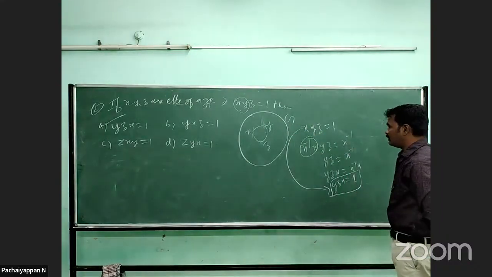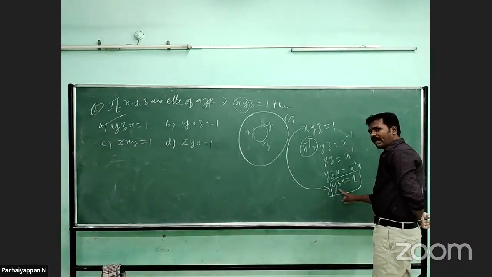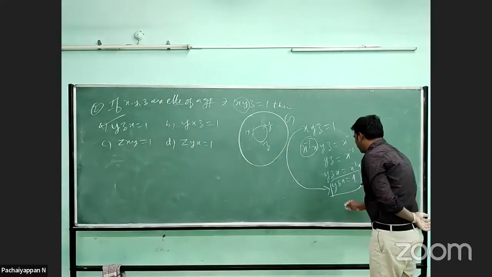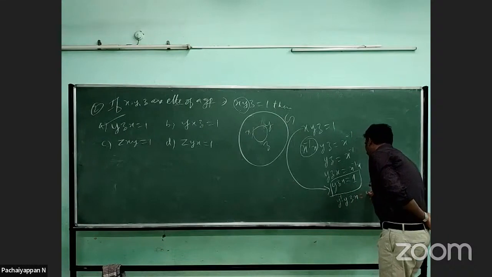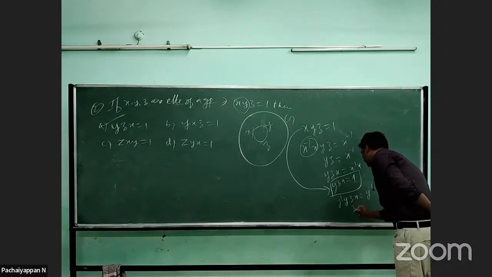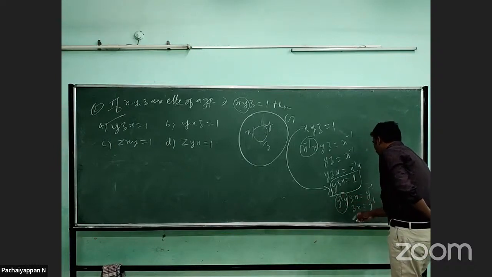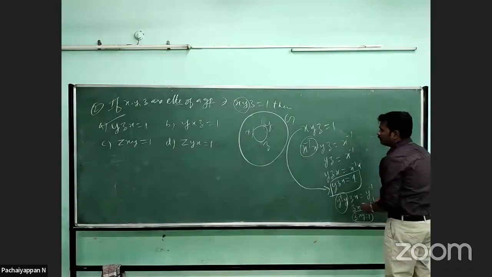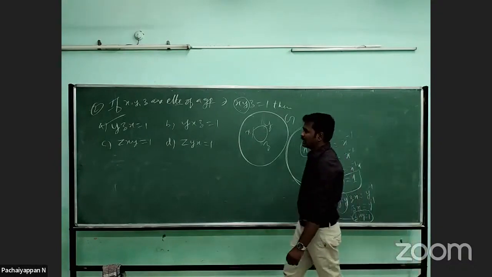Nice. Is it nice? Okay, we can check. From yzx equals 1, is there any other property? I multiply y inverse on both sides. Then y becomes identity, so zx equals y inverse. Now I multiply y on both sides: zxy equals 1. It's nice, right? So zxy.